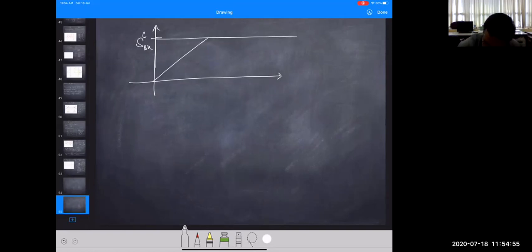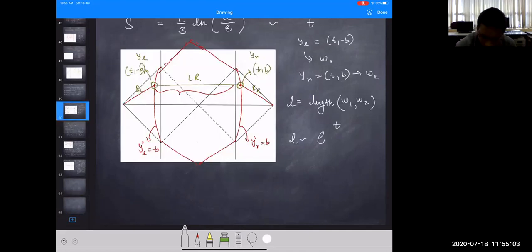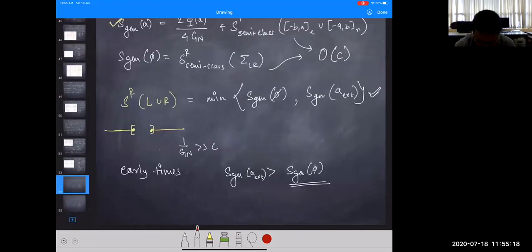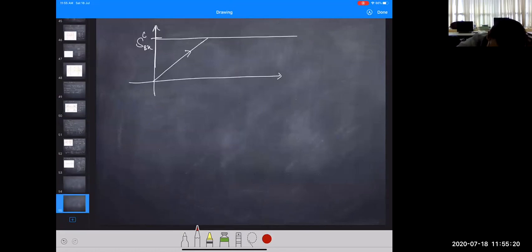But the problem is the way we just computed this for all times, right? The computation that was done here of LR, which I should really have called sigma LR, just keeps on growing linearly. And that is a problem only after the page time, and page time is a point. So it's a problem only after this point. First of all, this keeps on growing.